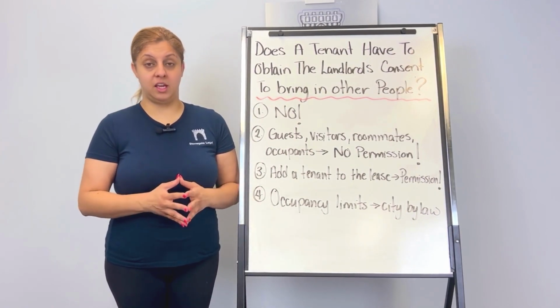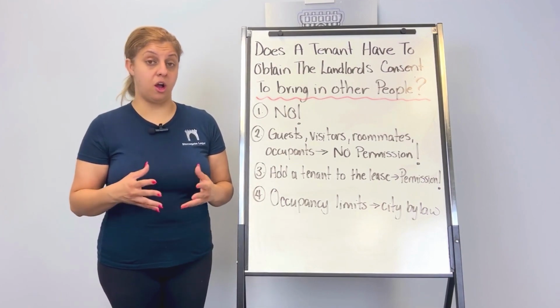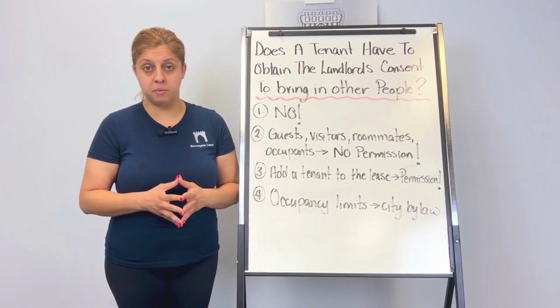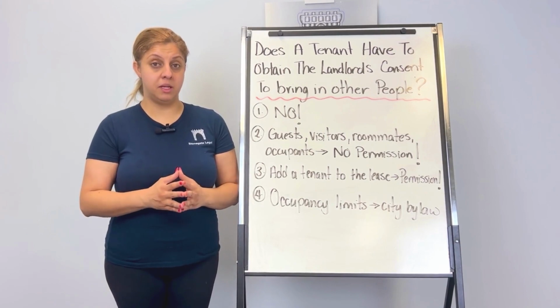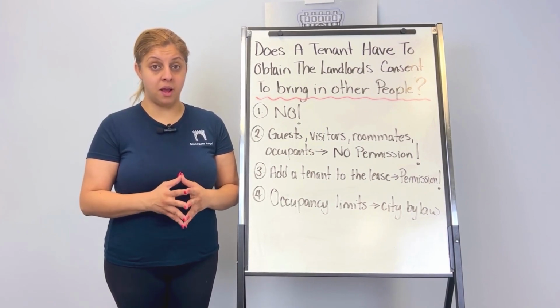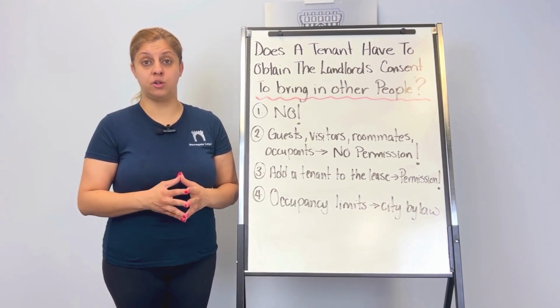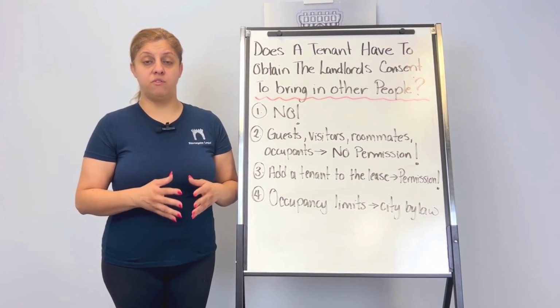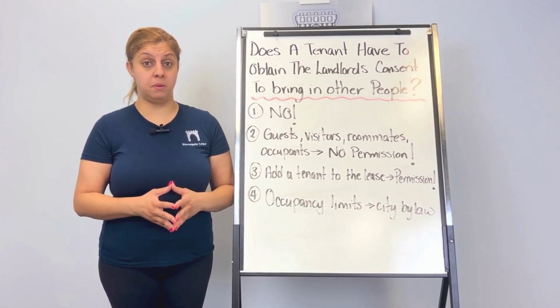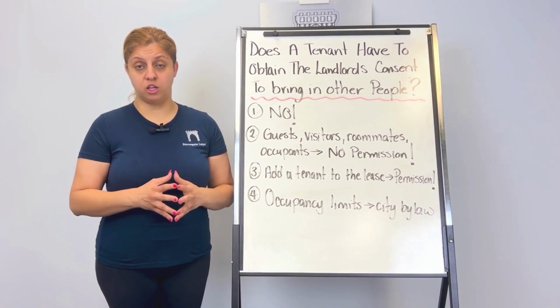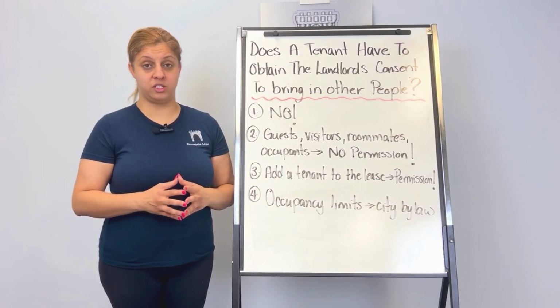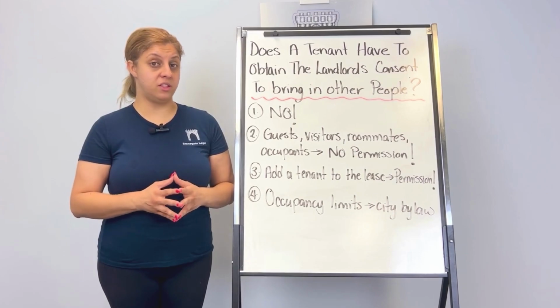Now, obviously, you can't have 12 or 14 people occupy a 1 or 2 bedroom apartment. The occupancy limits are stated in the city bylaws, and each district has its own occupancy limit. For landlords to confirm how many people can, in fact, occupy a rental unit, they need to check their city bylaws.